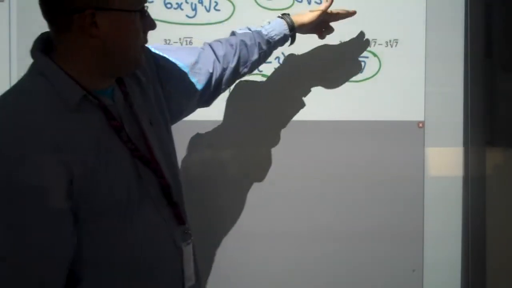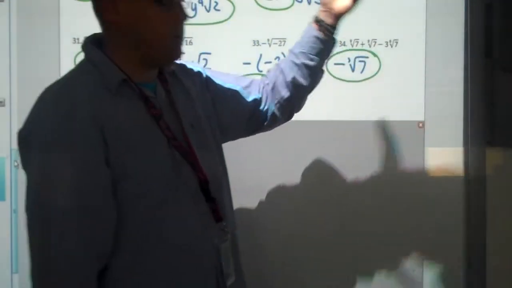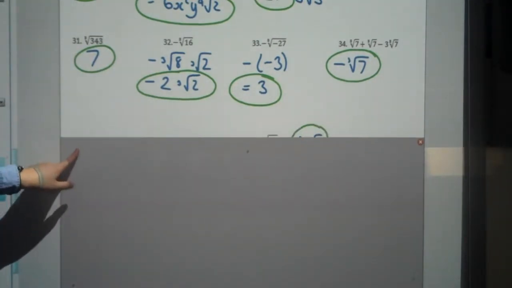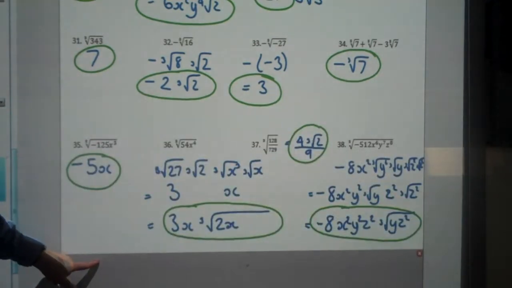1 cube root of 7 plus 1 cube root of 7 minus 3 cube root of 7. 1 plus 1 minus 3 is negative 1. So the answer is just negative 1 cube root of 7.